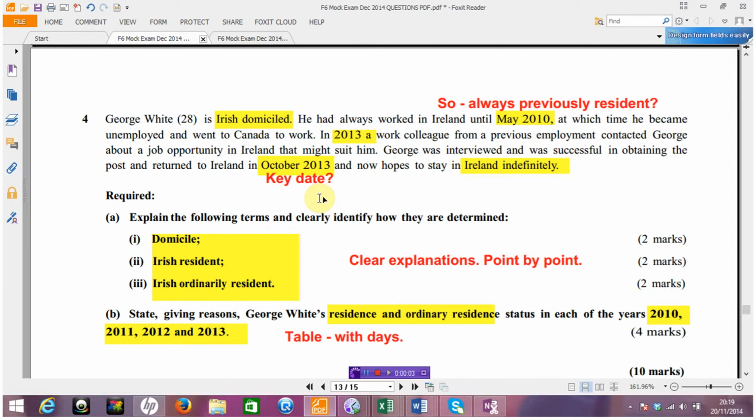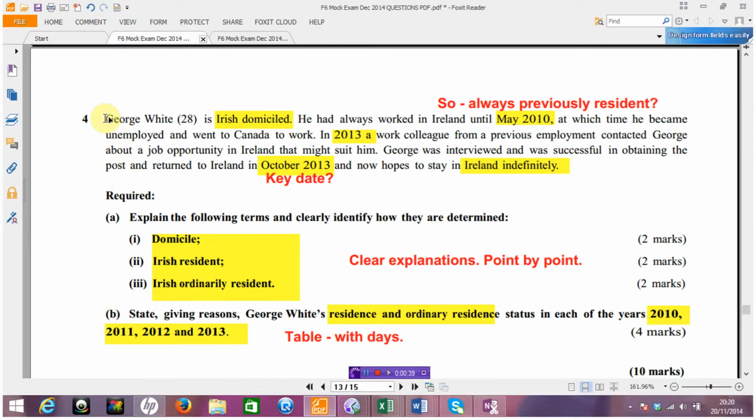Hi everyone, this is a short screencast for Independent Colleges Dublin for F6 Taxation for December 2014, and this particular screencast covers question 4 of the recent mock exam, covering the area of residency, domicile, and indeed ordinary residence. Okay, so just taking down the requirements first, it looks like we have several definitions to provide in relation to these 3 key areas, and part B deals with his status in each of 4 years.